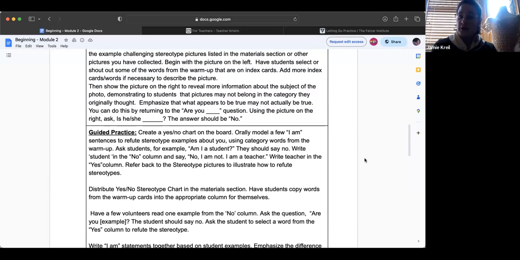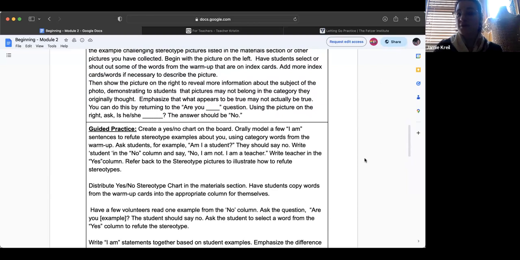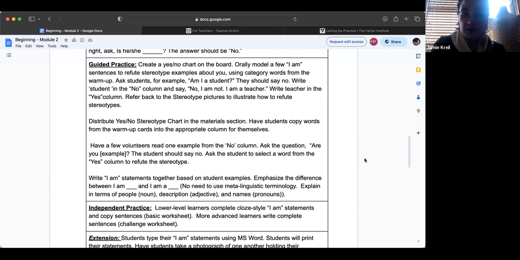And we'll orally model a few I am sentences to help refute the stereotype examples about yourself and then the students. So ask students, for example, if you're a teacher, am I a student? They should say no. Write student in the no column. So they're writing those words that they had on their index cards, and say, no, I am not. I am a teacher. That is how you model how to refute a stereotype. Write teacher in the yes column.